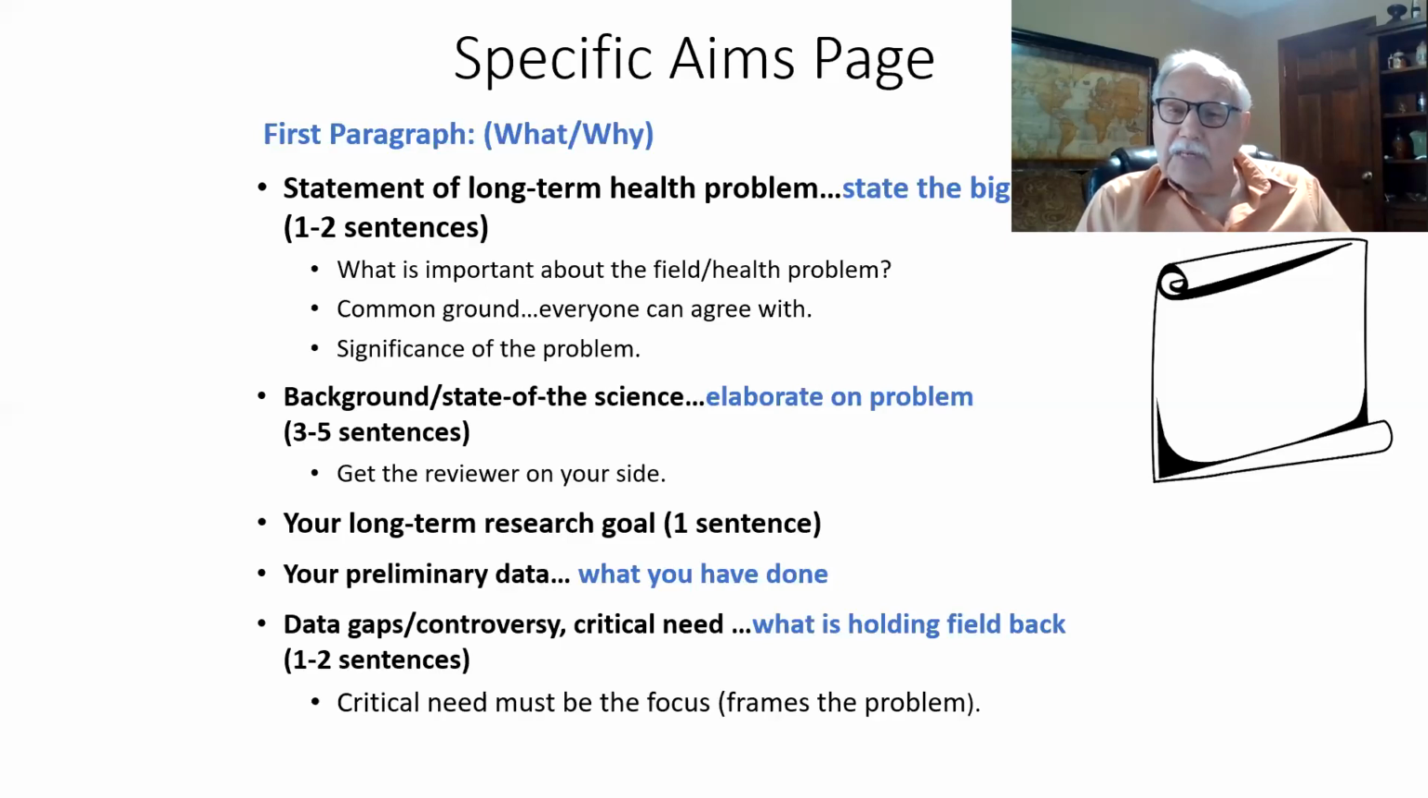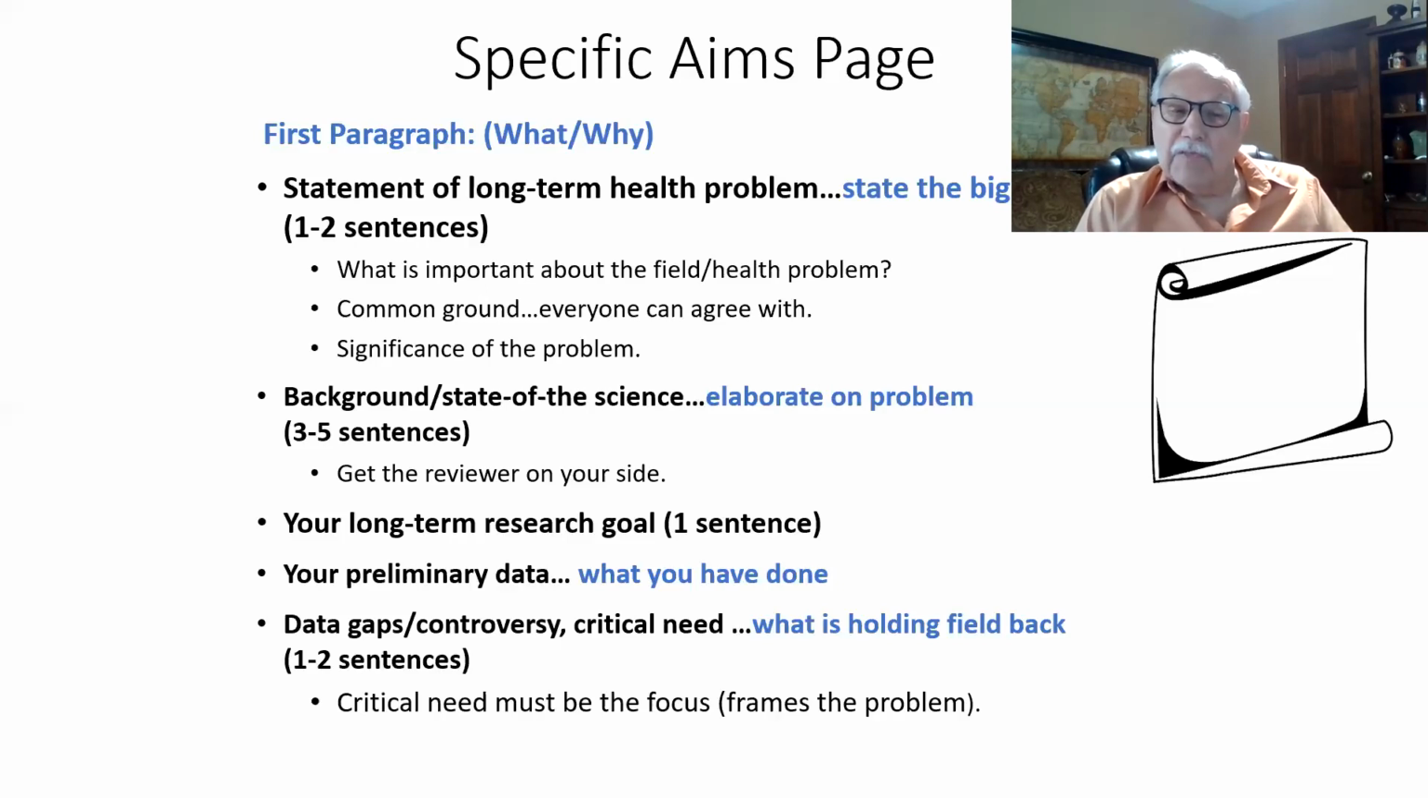Then talk about the significance that this is an important problem and an important area. So everybody's on board. Okay, we understand that. Then talk about the state of the science. Talk about where is the science today. We know this, and we know this, and we know this, and we know this, in a logical, flowing manner. Then, with regard to this field, what is your long-term research goal? Then talk about the preliminary data that you have developed so far.